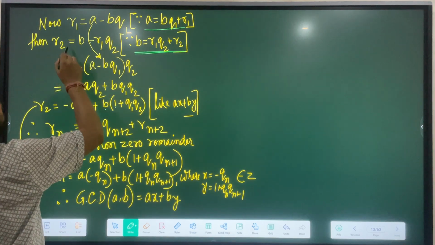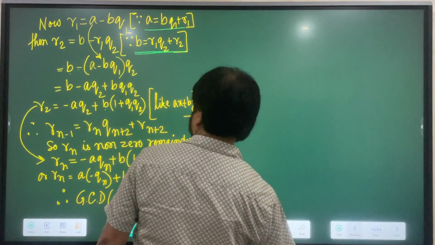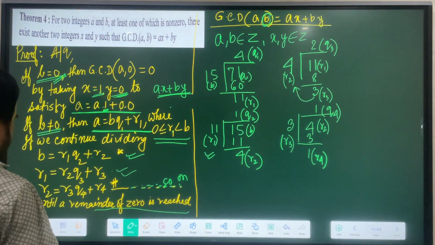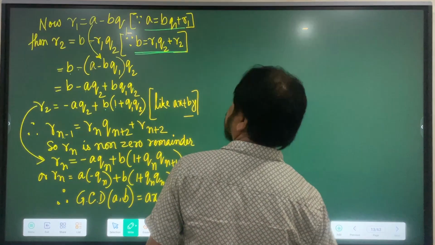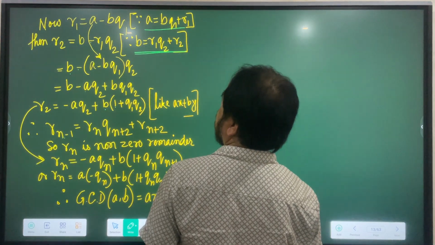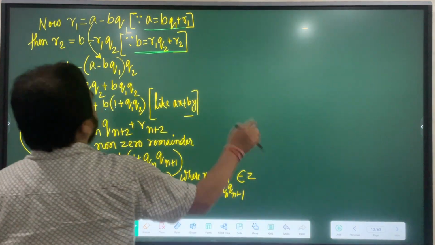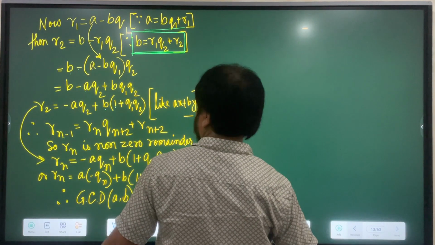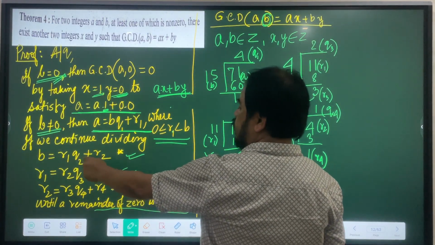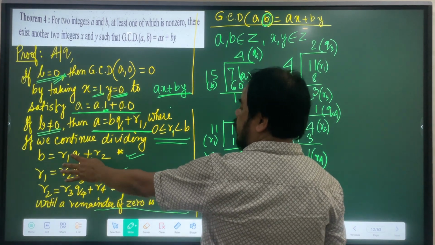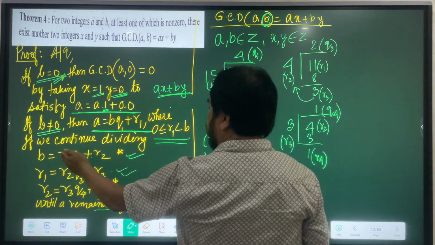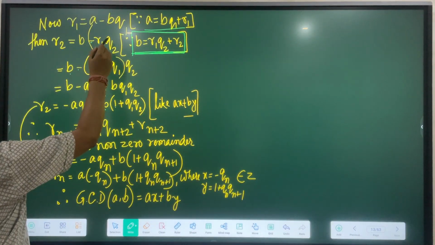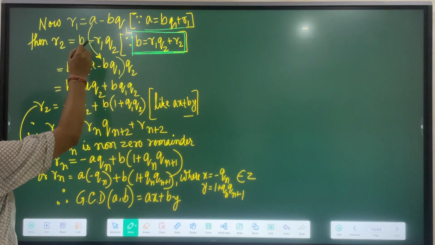Okay. Then R2 is equal to B minus R1 Q2. B equals R1 Q2 plus R2. So R2 is equal to, R1 Q2 will go that side, B minus R1 Q2.